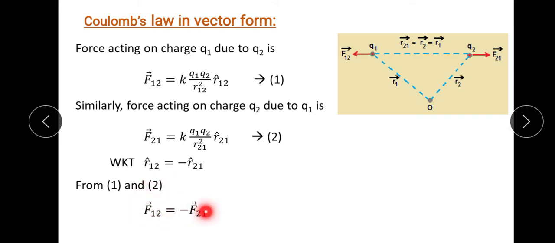So this is the Coulomb's law in vector form. If your question is like this, state Coulomb's law and write its vector form, then if you want to write the vector form, first you should draw this diagram. Then you can write these two equations, and you can show the unit vectors are equal and opposite. And finally, you can show that the forces are equal and opposite.